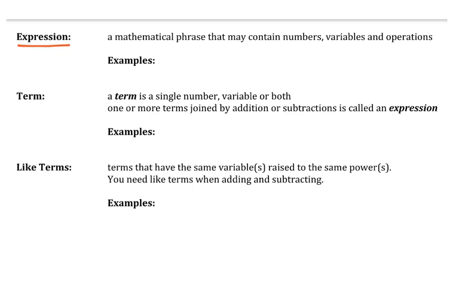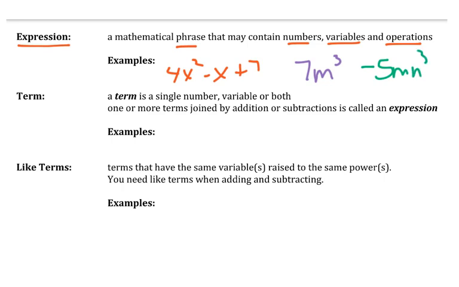An expression is a mathematical phrase, so not a sentence, just a phrase, and it can contain numbers, variables, and operations. So some examples of this: an expression could be something like 4x squared minus x plus 7. That's one expression. Another example could be 7m to the third. That's one expression. And another example could be negative 5m n to the third plus 1. That's another expression. So I have three expressions there. You'll notice that they have different letters or different exponents or different numbers of terms. And term is the next thing that we're going to talk about.